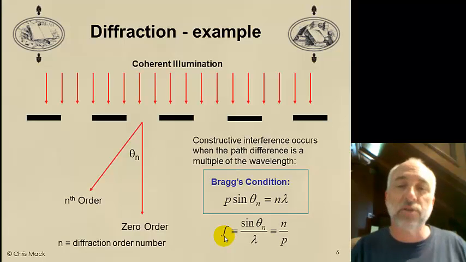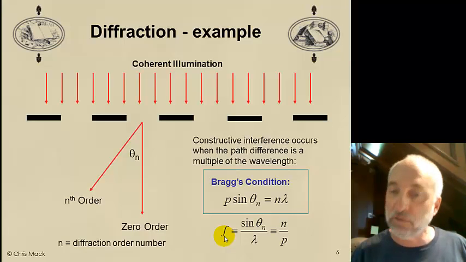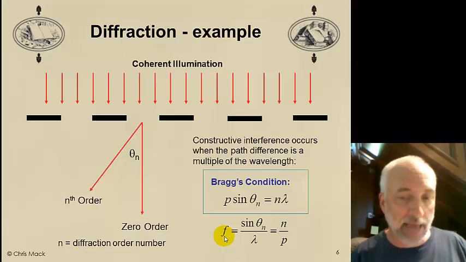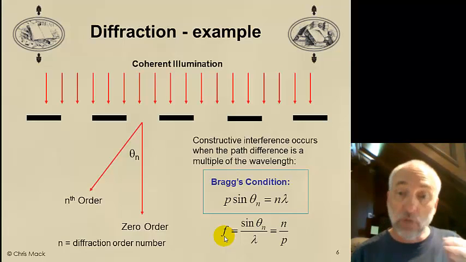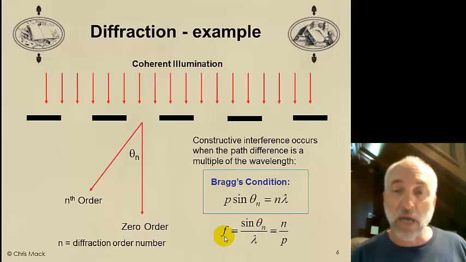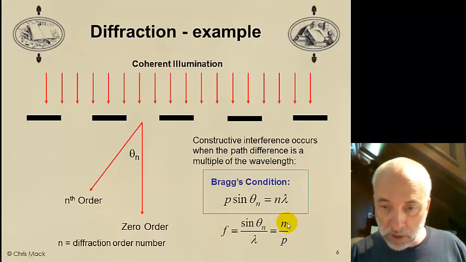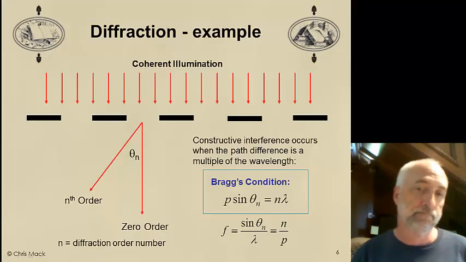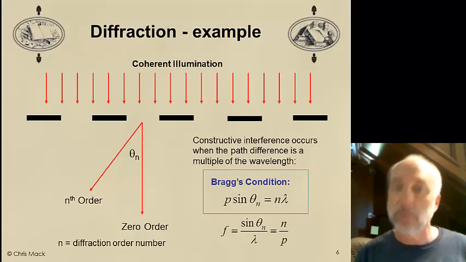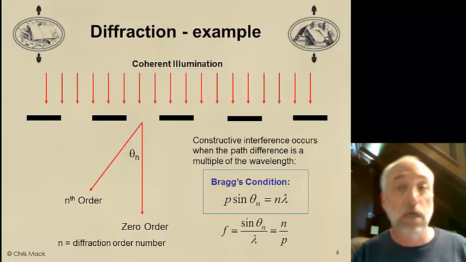We can express these angles in terms of spatial frequency. You should recall that the spatial frequency is the sine of the diffracted angle divided by the wavelength. So the spatial frequency at which I get bright points of light are multiples of 1 over the pitch. Every time the spatial frequency is some multiple of n divided by the pitch, then I'll get a bright point of light. And those are the diffracted orders, and that's the diffraction pattern that we're going to get for the case of a periodic pattern of lines and spaces.